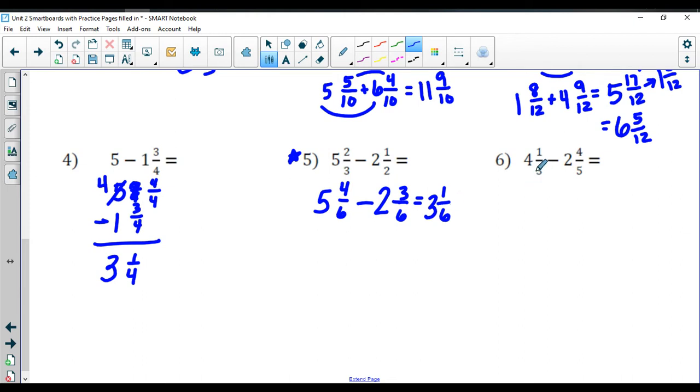In the next example here, I'm looking at this one and I'm going to have 4 and 1/3 minus 2 and 4/5. I'm going to change these to common denominators when I rewrite. Between 3 and 5, I'm going to make a denominator of 15.